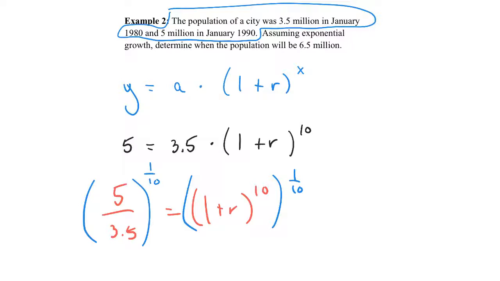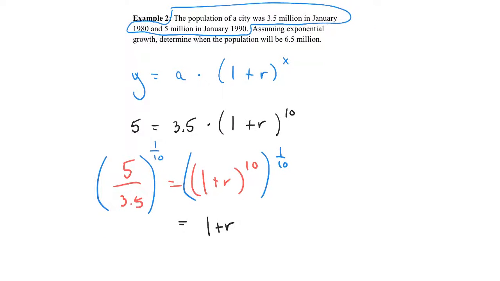The reason we do the 1/10 power: what happens when you raise a power to a power? Yeah, you multiply and these will cancel. A power to a power is a multiplication of those powers, and 10 times 1/10 on the right-hand side cancels. The right-hand side becomes 1 plus R. The left-hand side is whatever your calculator tells you. I don't know what that is, to be honest. I didn't write it down. I think it's 1.036. Type it in your calculator, please.